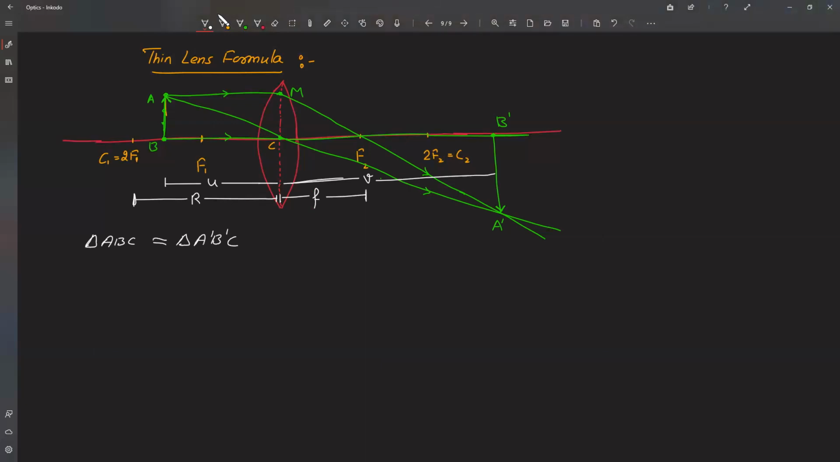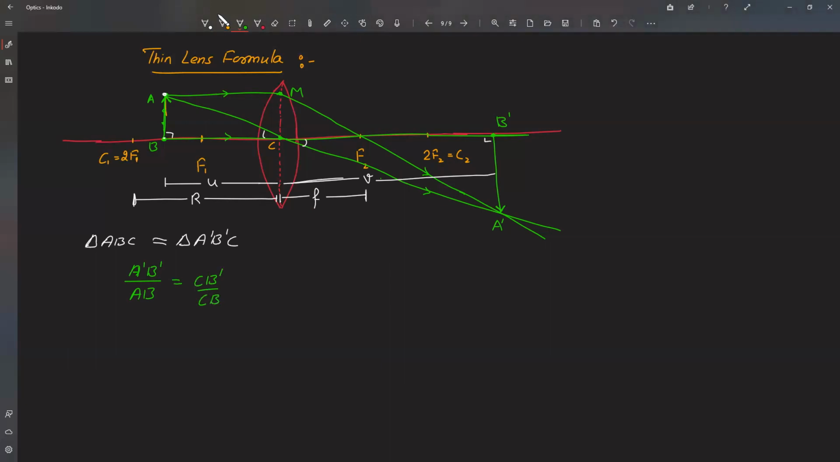So these two triangles are similar, that is ABC and A dash B dash C. That's because this angle is equal to this angle, this angle is 90 degrees, then the third angle will also be equal. So these two triangles are similar triangles. And if these two triangles are similar, that means A dash B dash divided by AB will be equal to, in the second triangle, CB dash divided by CB.